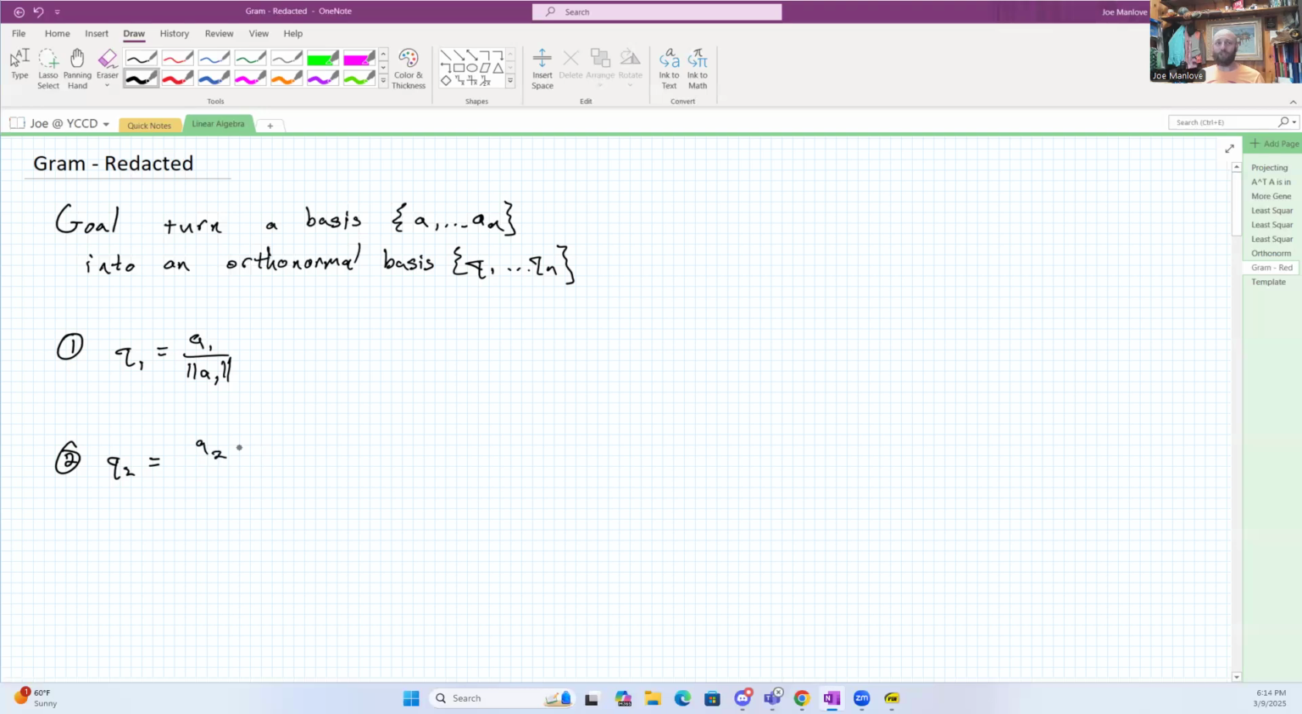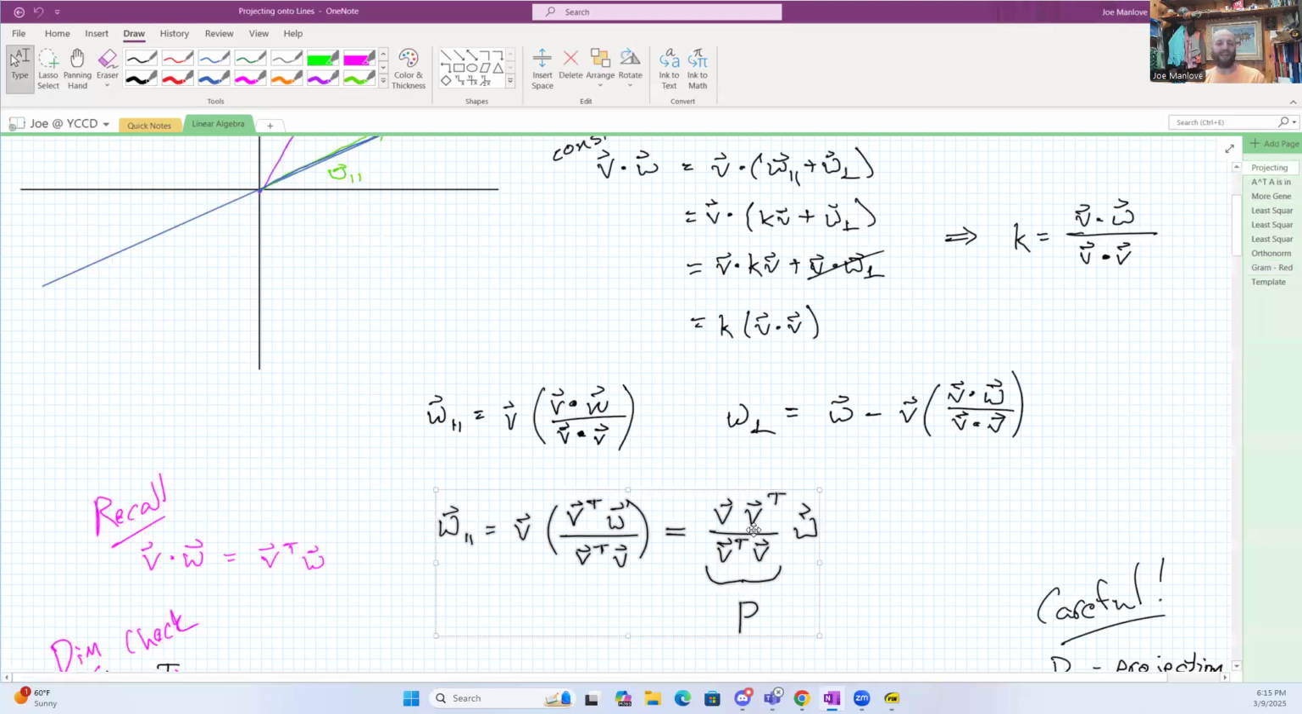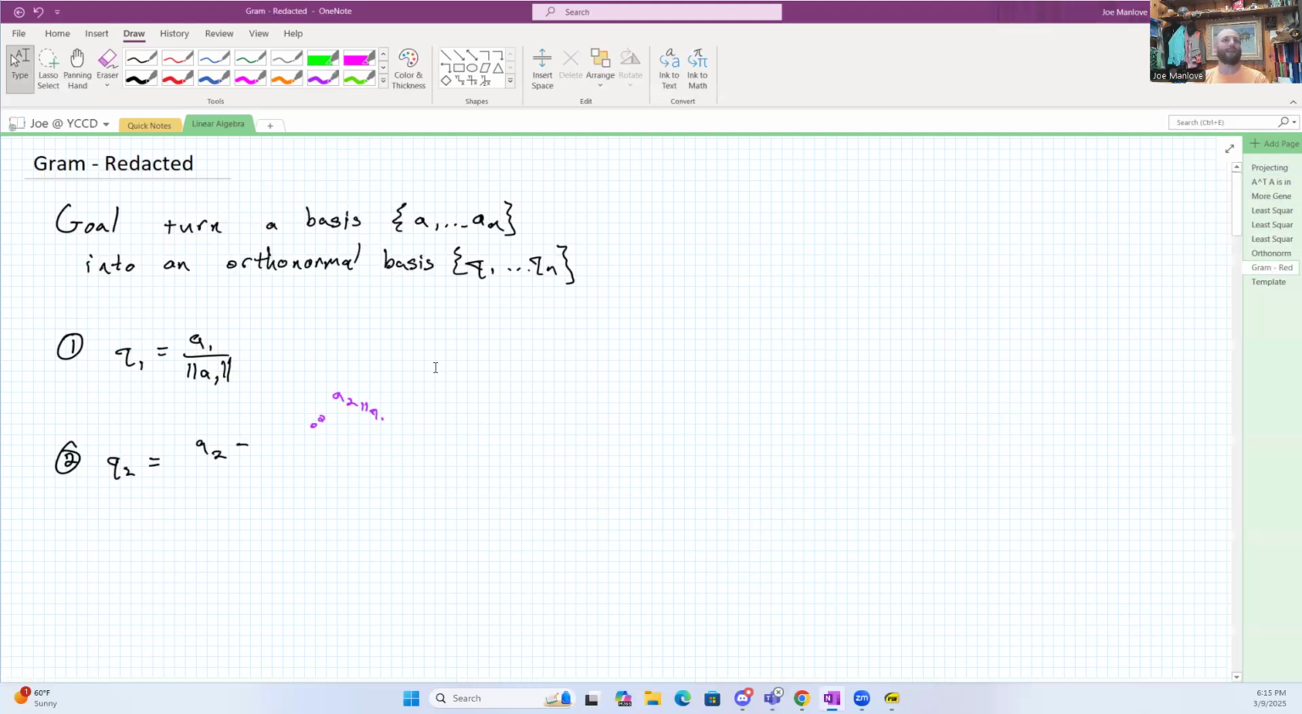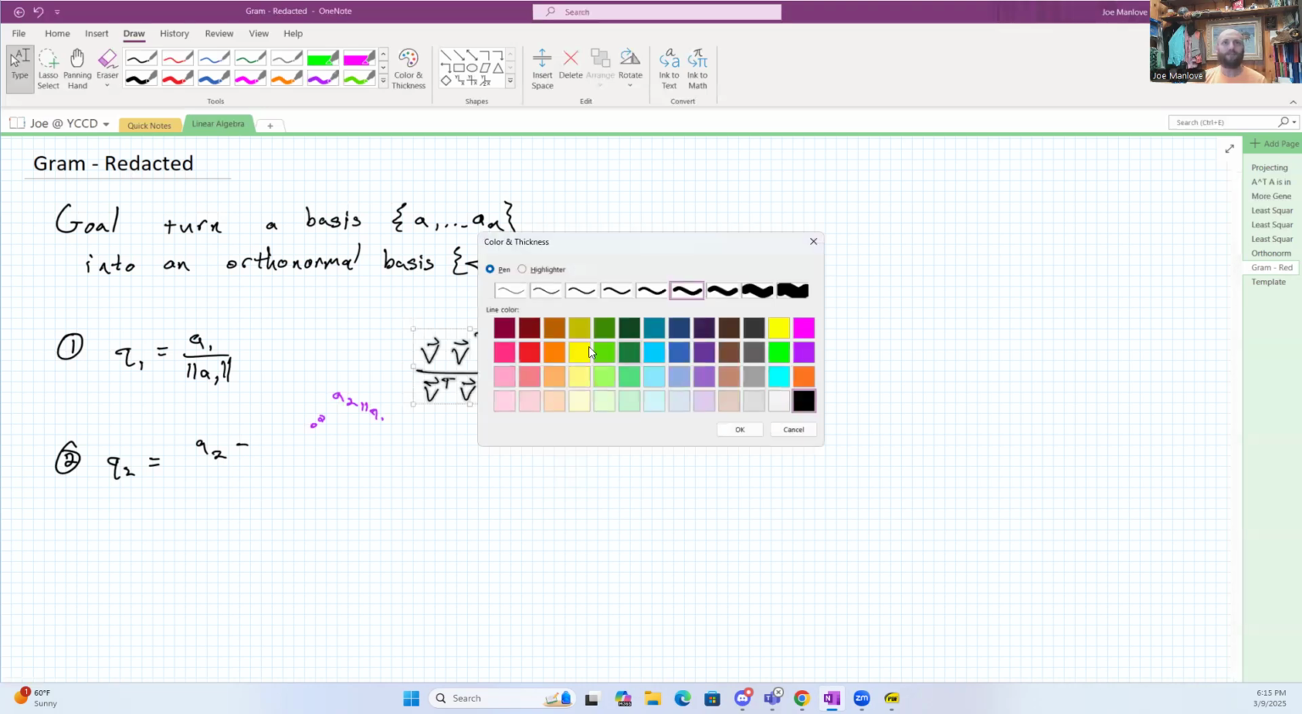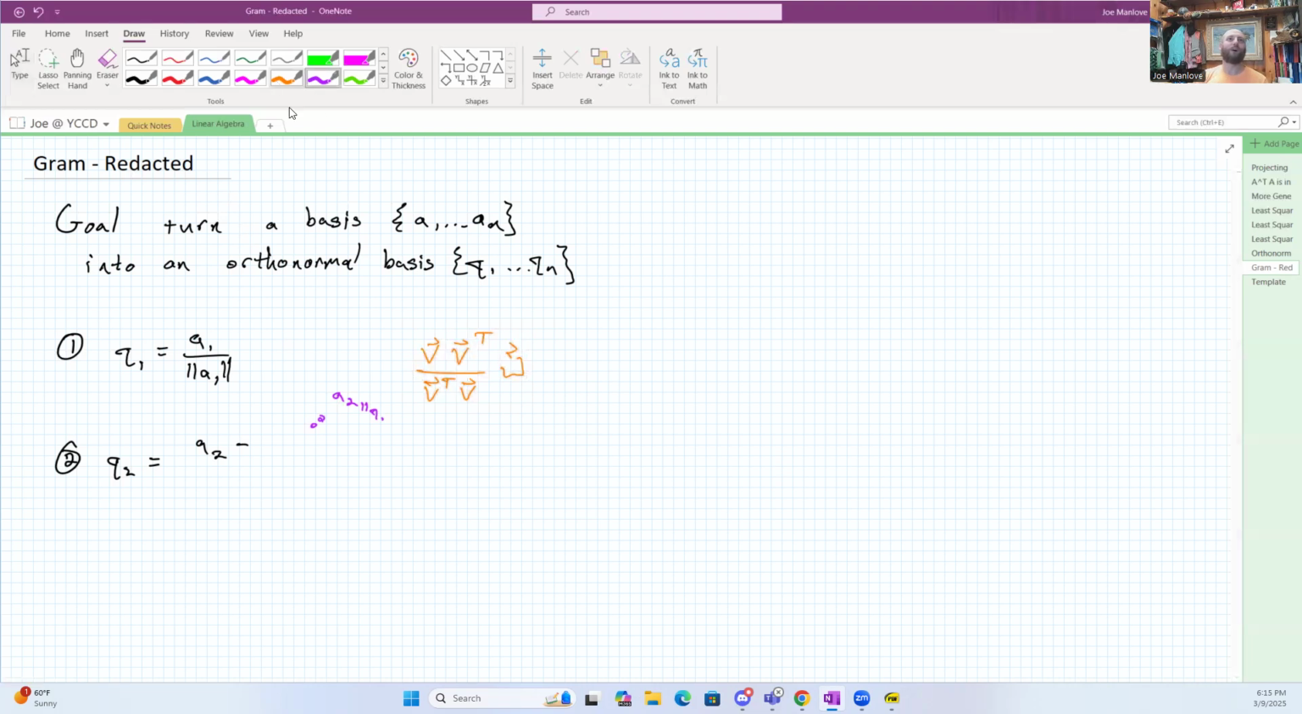I'm going to take A2 and subtract off the component of A2 that's parallel to Q1. If I had to write that out, it would be A2 parallel to Q1. Now, this tower of subscripts sort of sucks, so we should remember how to project. I'm going to go back to the idea of projecting generally and grab this. I'm bringing it back here, setting it over here, turning it orange, and writing recall above it.